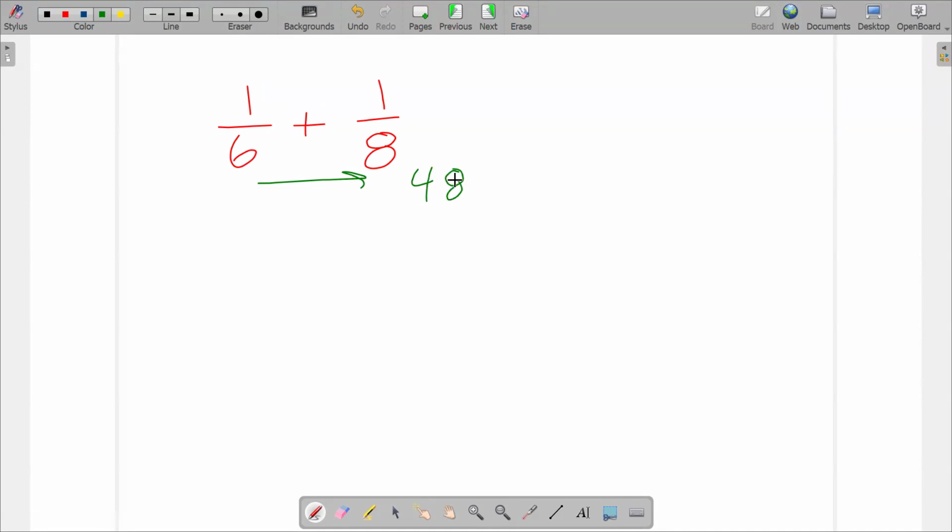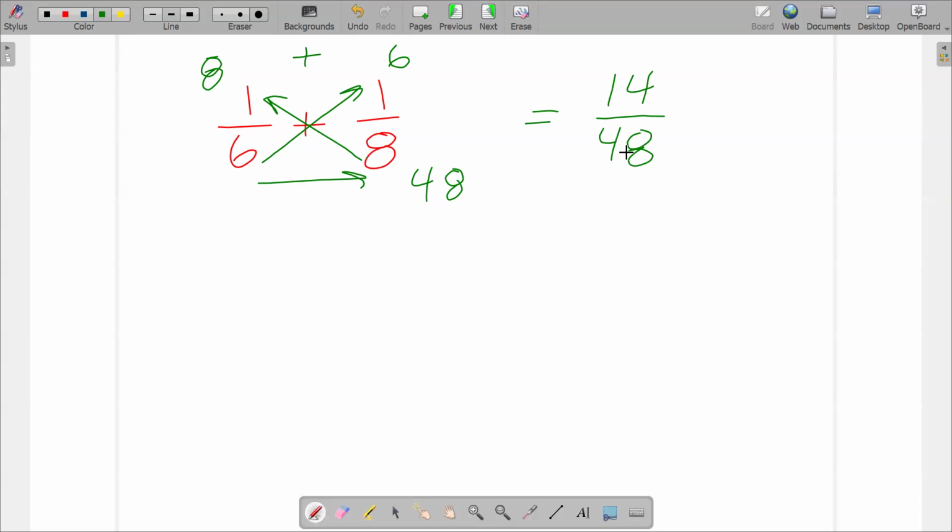Now, what I have to do next is a cross multiply to adjust. 8 times 1 is 8. 6 times 1 is 6. I'm adding these. What am I adding? Well, 8 and 6, which is 14 on a good day, out of 48. So this arrow method gives you a quick answer when you're adding or subtracting.